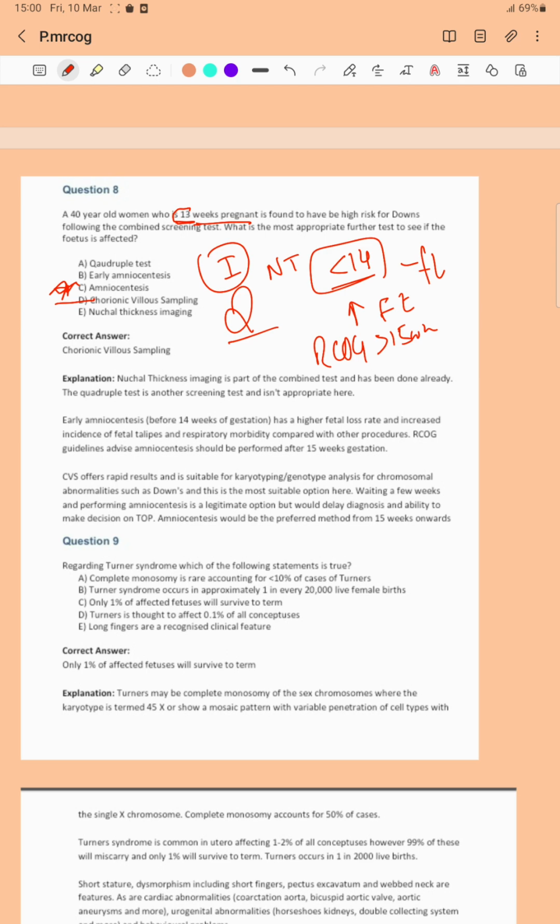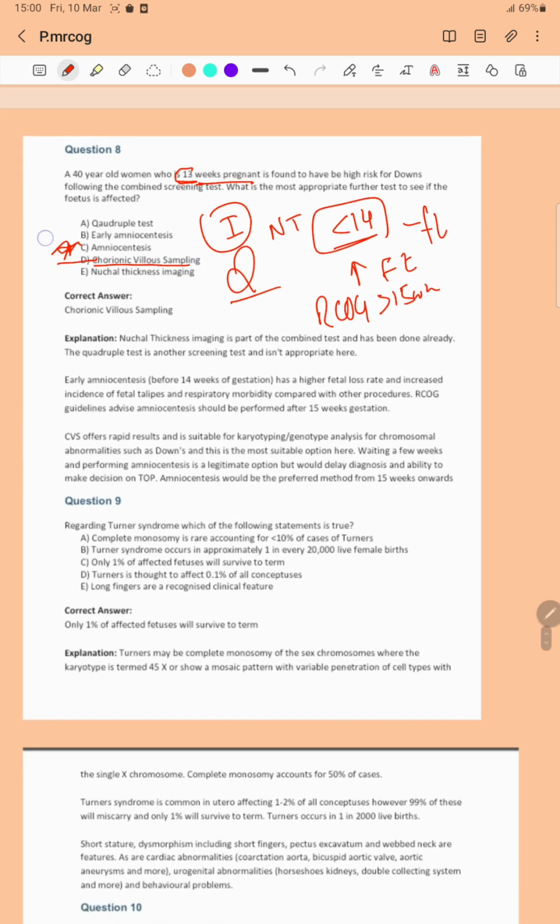So amniocentesis would be the preferred method after 15 weeks of gestation. So before 15 weeks of gestation, here the chorionic villus sampling is the answer.